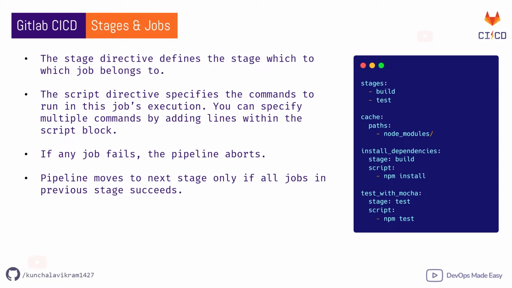And if any job fails, the pipeline aborts. Again, this is the default behavior, but of course you can control it with other parameters, that is, setting allow failure to true. In that case, even if some of the jobs fail, your pipeline will still continue. That's an extra configuration.